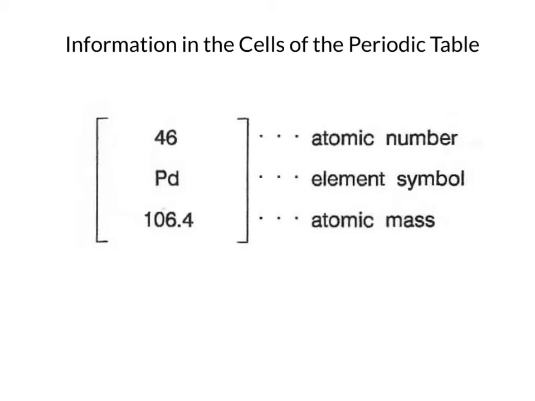And finally we have the atomic mass. So this is an average mass of that type of element. And as a reminder, remember the average mass, which we call the atomic mass, doesn't tell you how much each individual one weighs, but how much they weigh on average. So if there were 100 atoms of palladium, they would average out to 106.4 AMU.